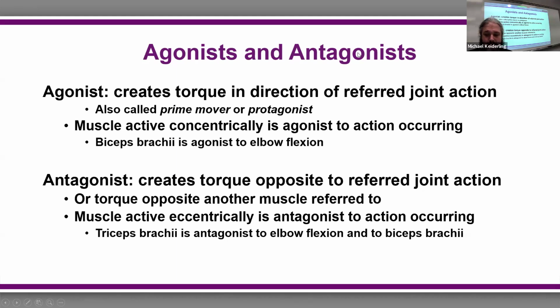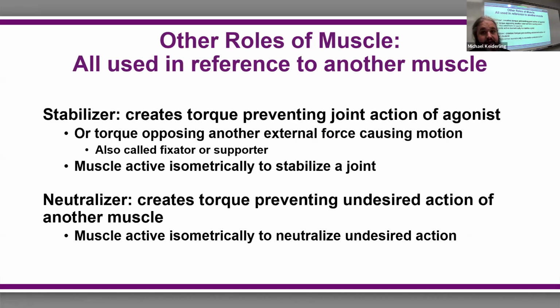The muscle contracting in the direction of motion is the protagonist. The concentrically active muscle is the agonist or protagonist. The eccentrically active muscle is the antagonist. Now, other muscles can act as stabilizers. A stabilizer creates a torque preventing joint action of the agonist or a torque opposing another external force causing motion. This is called a fixator or a supporter. This is a muscle that's active isometrically to help stabilize a joint.